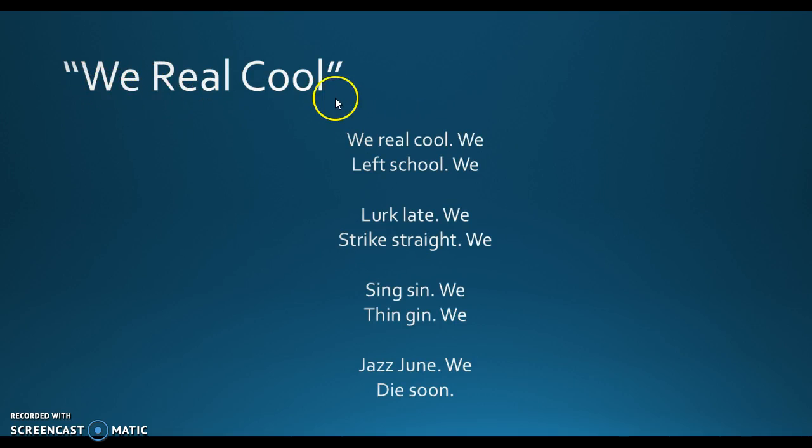Again, if we look at We Real Cool, this uses the enjambment points, right? We Real Cool, we. The fact that it's ending the line with "we," that's actually the enjambment, right? Because you would think that should be over here, like We Real Cool, we left school. But notice that the "we" here also helps continue the flow. We real cool, we left school, we lurk late, we strike straight. It almost adds a sense of continuity, and it just keeps it flowing.